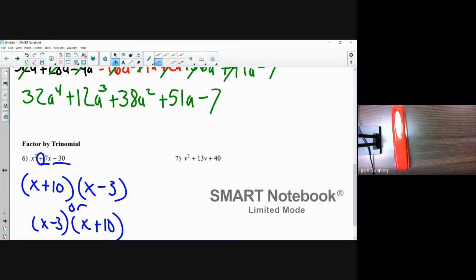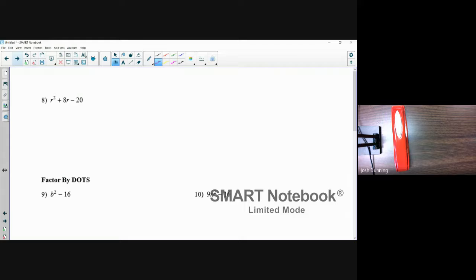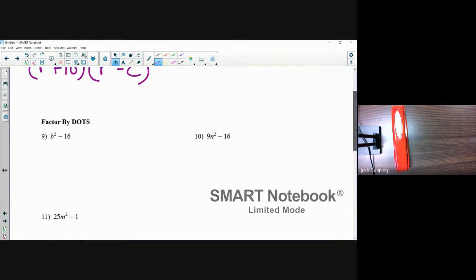7, everything's positive, so this one's easier, hopefully. 8 times 5 is 40. 8 plus 5 is 13, and that can go in either order as well. Now on 8, 10 times 2 is 20, and they're opposites. 10 minus 2 would be positive 8. And that's trinomial factoring.